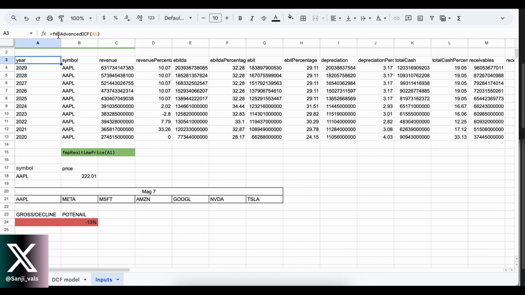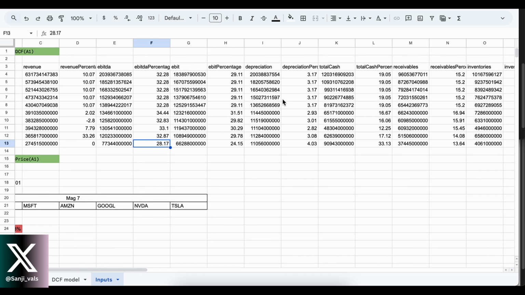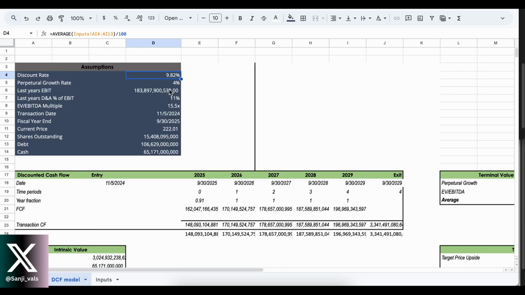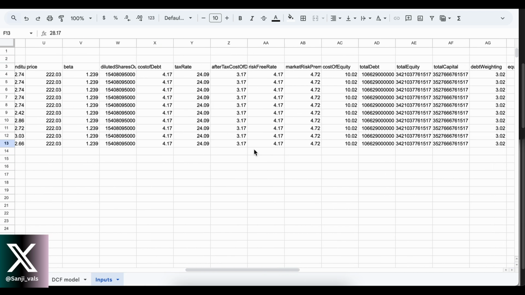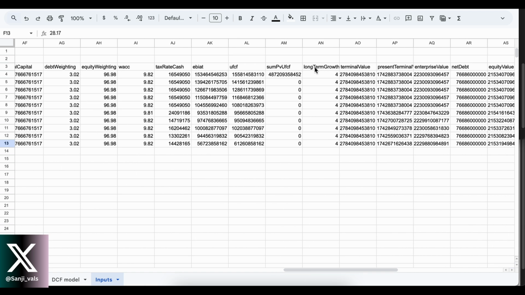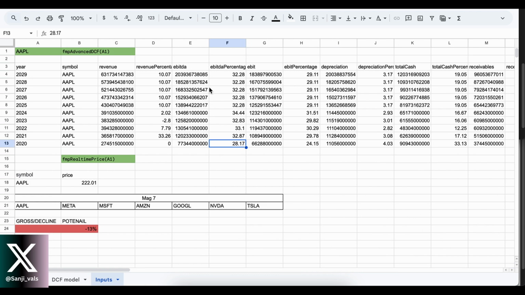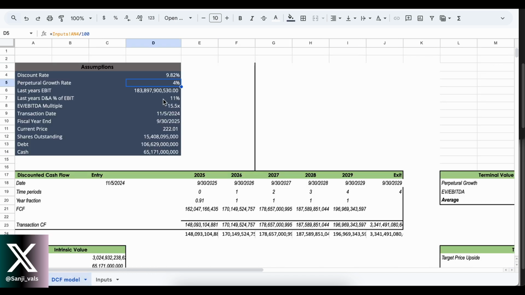Once you input the formula in an empty cell, you will get this entire table extracted for you. Then the next step is just to take the averages, and that will be the discount rate. The next one is the perpetual growth rate, or the long-term growth rate. As you can see, it's also from here, cell AN4. The long-term company growth rate is expected at 4% yearly.